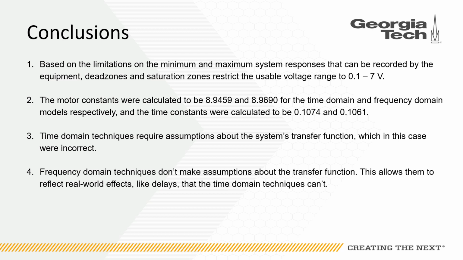Now, the conclusions. The motor exhibits some nonlinearity, with a dead zone below 0.1 volts and a saturation zone above 7 volts. This limits the usable voltage range to between 0.1 and 7 volts. With regard to motor parameters, the Km and Tm values obtained using time domain and frequency domain techniques were very similar. Analyzing cases 1 and 2 show the shortcomings of time domain techniques.